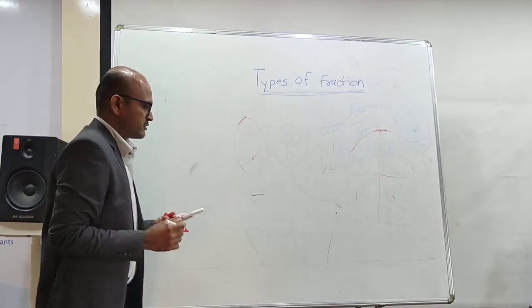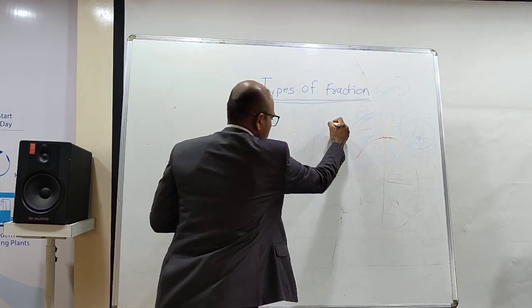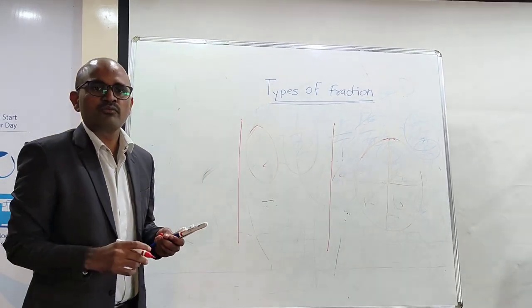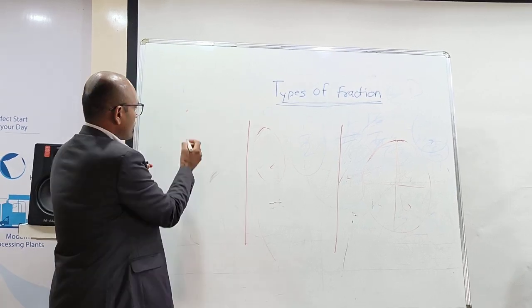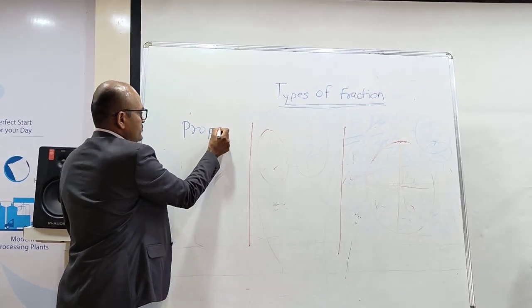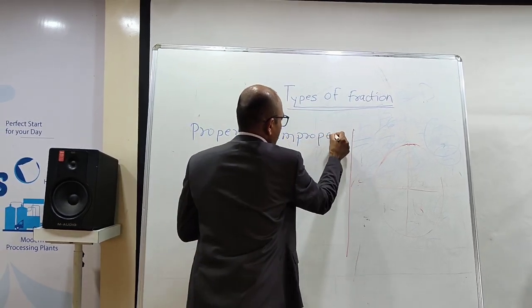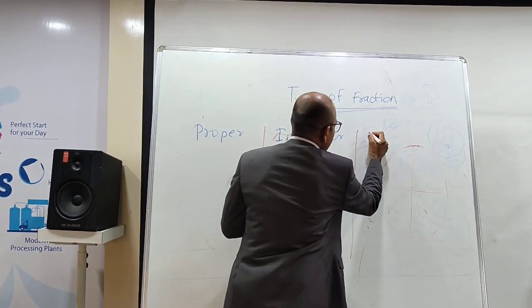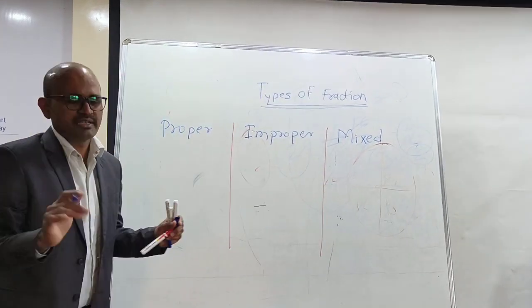Let's see what the different types of fraction are. There are 6 main types. The first 3 are on the basis of the properties of a single fraction. First is proper, second is improper, and third is mixed fraction. Very easy.